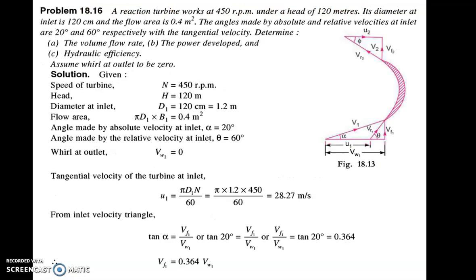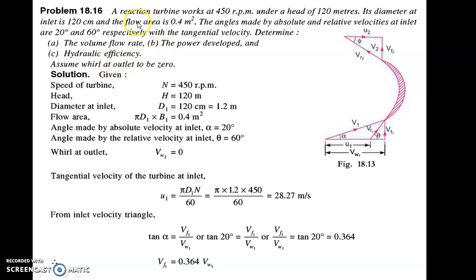Let us see one more numerical. An inward reaction turbine works at 450 rpm under a head of 120 meters. Its diameter at inlet is 120 centimeter and the flow area is 0.4 meter square. The angles made by absolute and relative velocities at inlet are 20 degree and 60 degree respectively, with the tangential velocity. Determine the volume flow rate, power developed and hydraulic efficiency. Assume whirl at outlet to be 0. Whirl at outlet being 0 means Vw2 is equal to 0, that is the meaning.